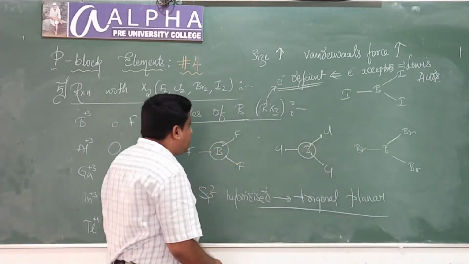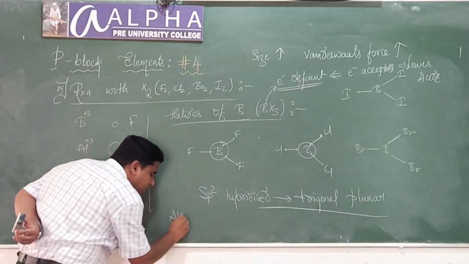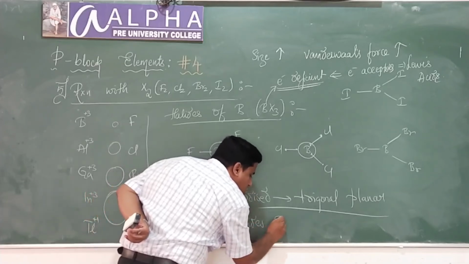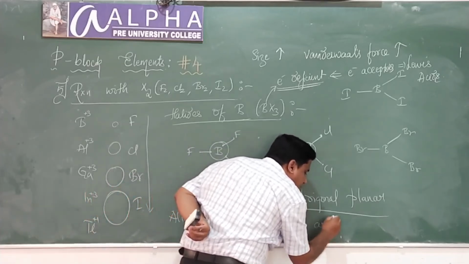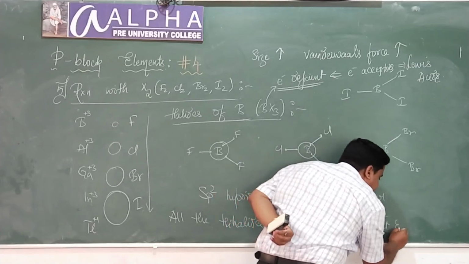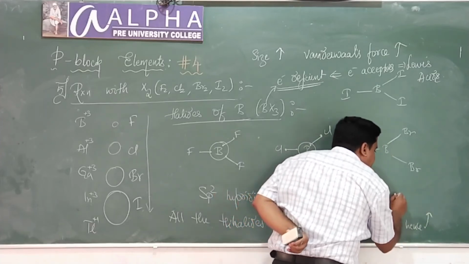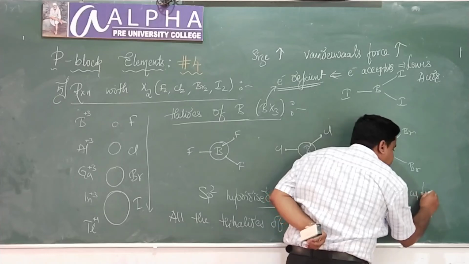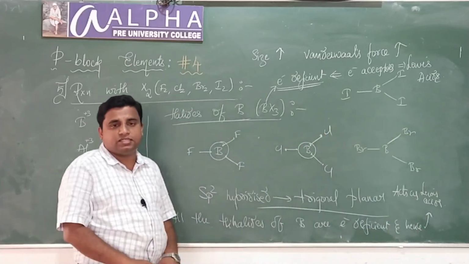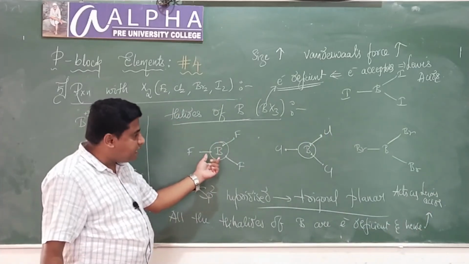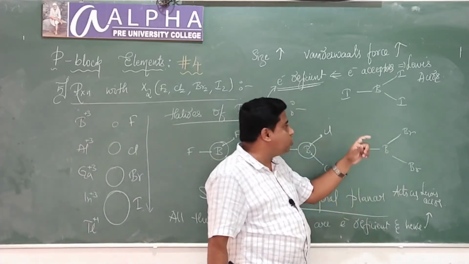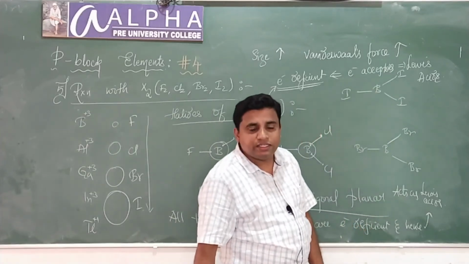So I can just quote: all the trihalides of boron are electron deficient, and hence act as Lewis acids. Is that correct? Hence they act as what? Lewis acids. So boron trifluoride is a Lewis acid, boron trichloride is a Lewis acid, boron tribromide is a Lewis acid, and also boron triiodide is a Lewis acid.